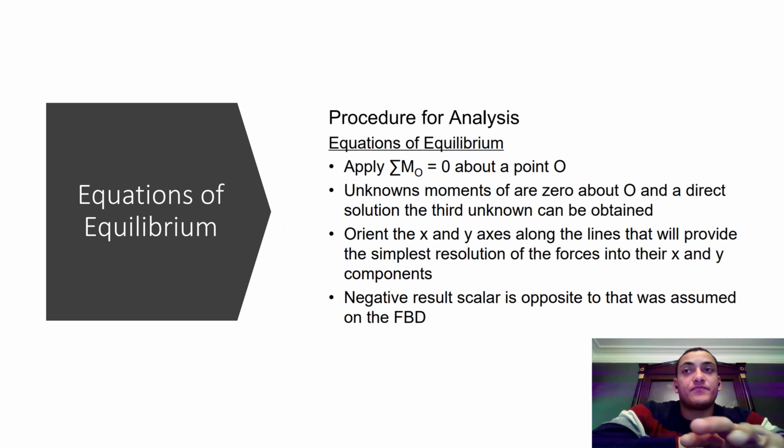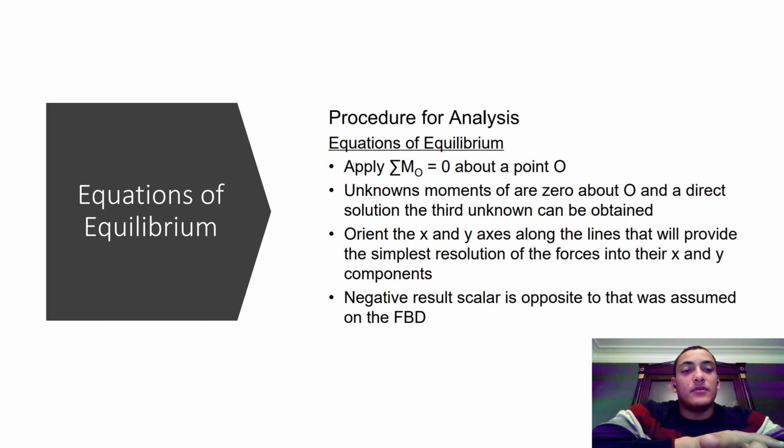So what is the procedure for analysis in more detail? Apply ΣM_O = 0 about a point O. Unknown moments are 0 about O, and the direct solution for the third unknown can be obtained. Orient the x and y axes along the lines that will provide the simplest resolution of the forces into their x and y components. A negative scalar result means the direction is opposite to that assumed on the FBD.